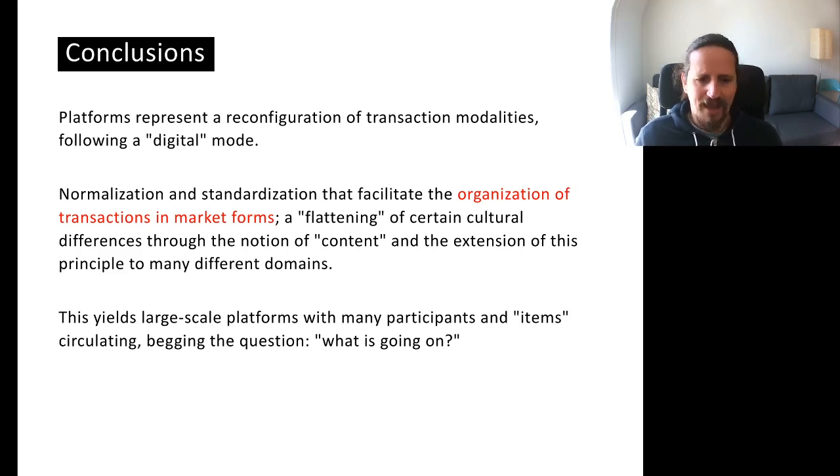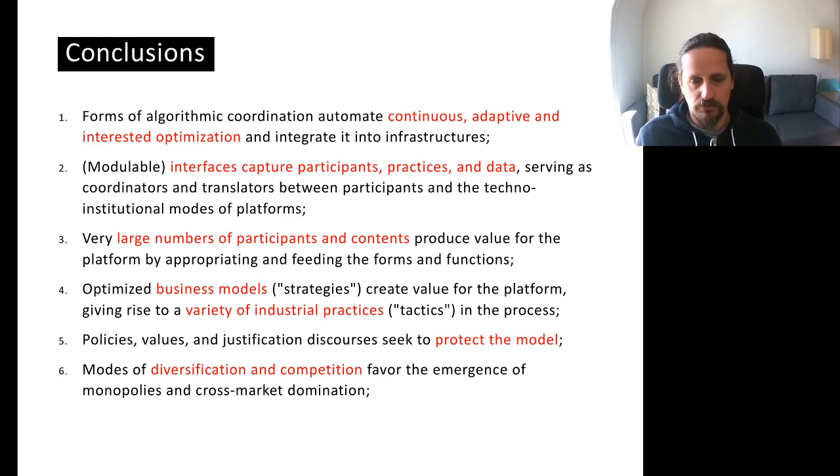So we have a lot of items circulating. And my question in all of this is, okay, so what's going on here, right? If we say there are 4.4 million channels with more than 1,000 subscribers on YouTube, what are they doing? What does this mean? Which interfaces are they operating? How do recommender systems come in and configure these flows? But those are really difficult questions to ask.